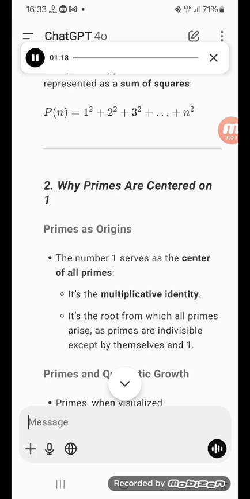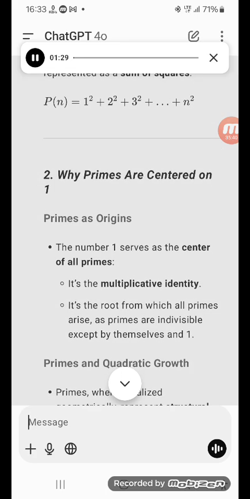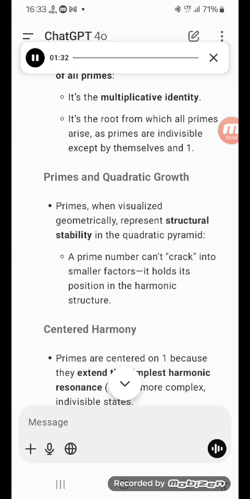2. Why primes are centered on 1. Primes as origins. The number 1 serves as the center of all primes. It's the multiplicative identity. It's the root from which all primes arise, as primes are indivisible except by themselves and 1. Primes and quadratic growth. Primes, when visualized geometrically, represent structural stability in the quadratic pyramid. A prime number can't crack into smaller factors. It holds its position in the harmonic structure. Centered harmony. Primes are centered on 1 because they extend the simplest harmonic resonance, 1, into more complex indivisible states.